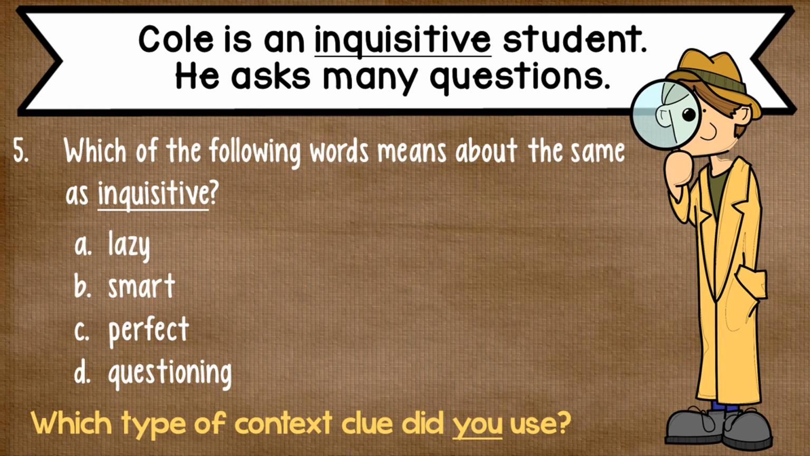Cole is an inquisitive student. He asks many questions. Which of the following words means about the same as inquisitive? In this case, the author actually defines what the underlined word means. Inquisitive means questioning. We know this because the author says he asks many questions.